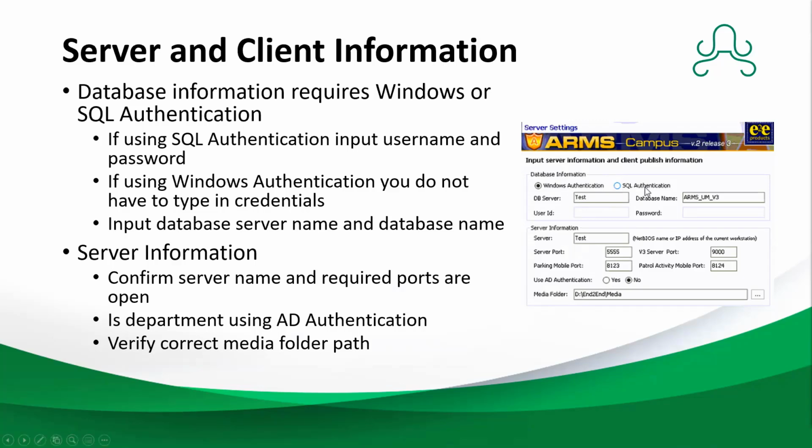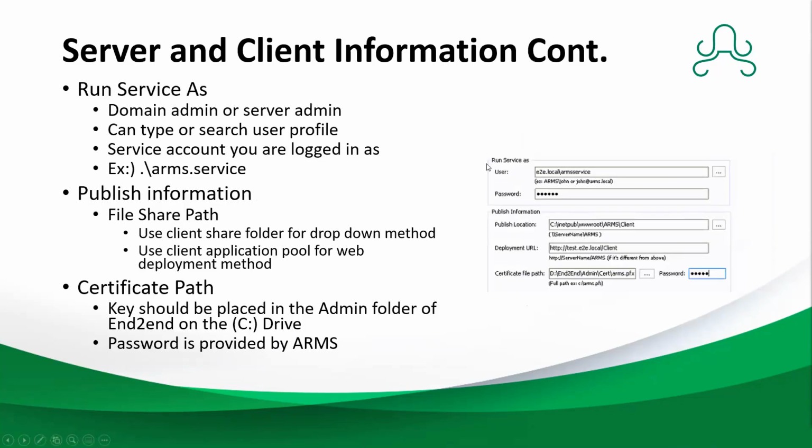All right, and then once that is confirmed, you'll want to scroll down, and there is the run service as and the publish information. So for run service as, this is the service account that you're logged in as. And so you can either search for it or type it in, and then you'll just make sure those credentials are right, and then you'll move down to publish information.